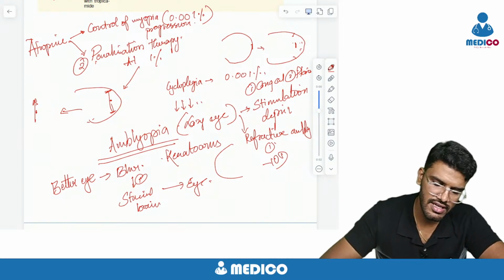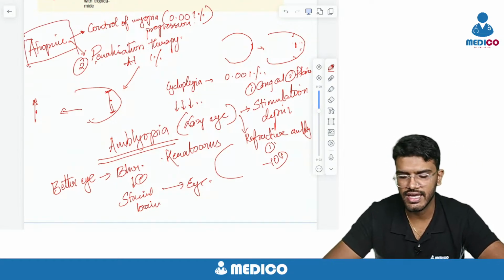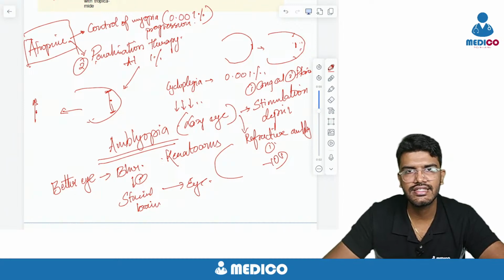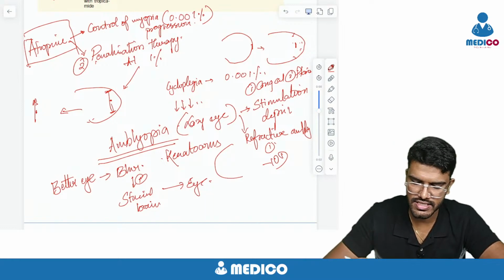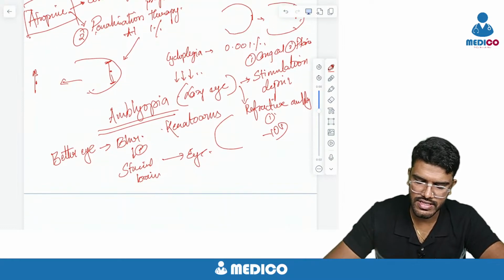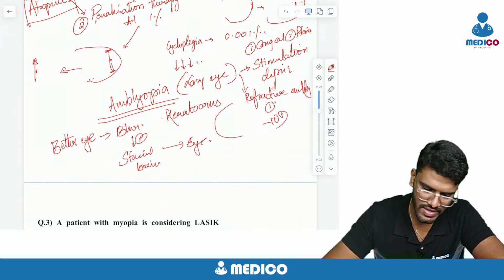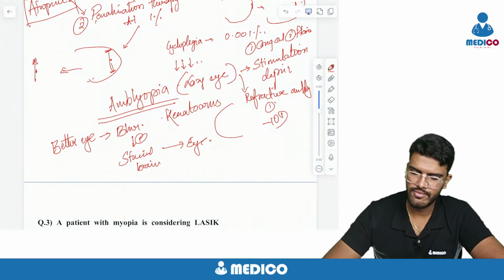So these are the two other non-refractive indications of atropine. This is something I wanted to highlight for the various cycloplegics and mydriatics that we commonly use in our ophthalmic practice. I hope I have covered the mydriatics and cycloplegics in detail. Now before we proceed to the next topic, let's take a quick break.